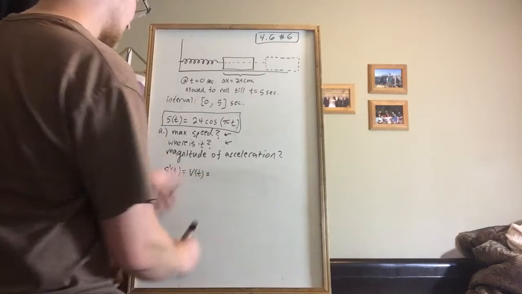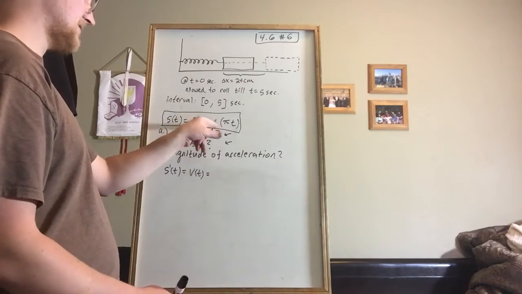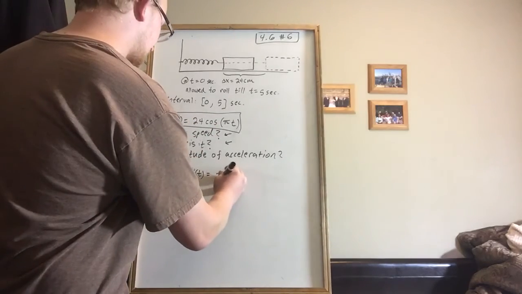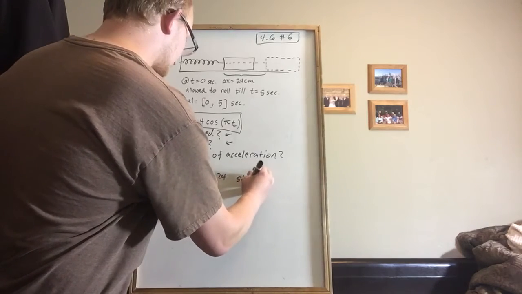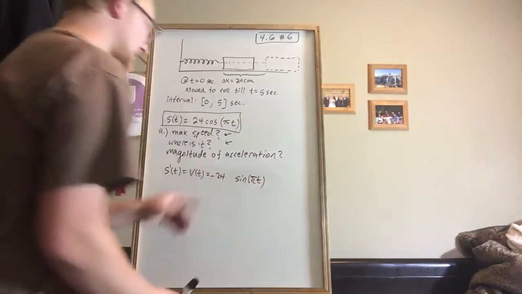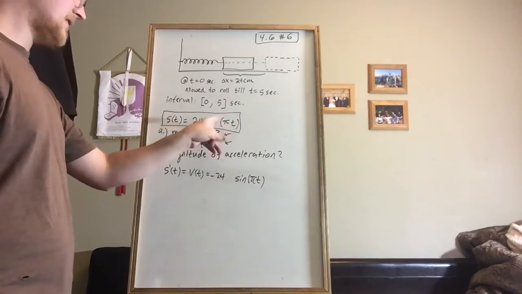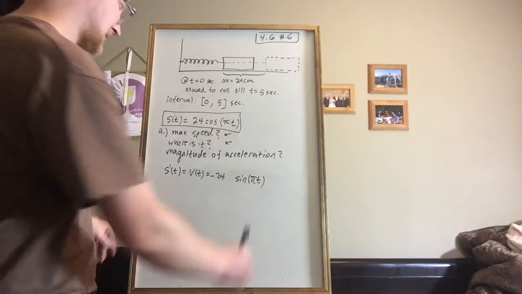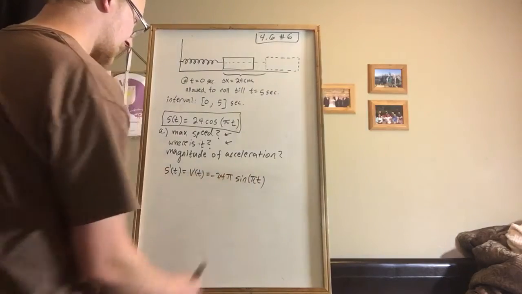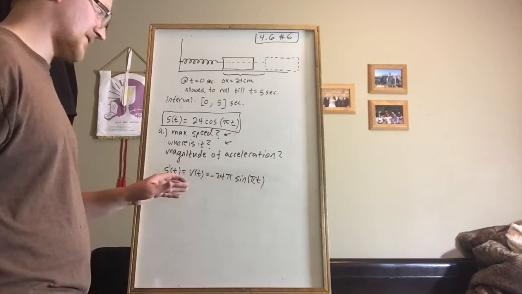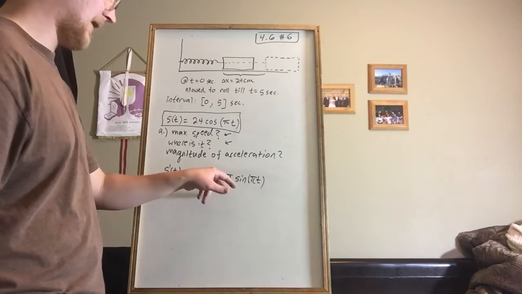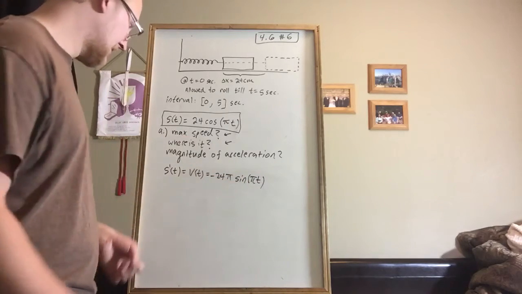And so we'll take the derivative of this. The derivative of cosine is negative sine, so we have negative 24 sine of pi t. The chain rule, we have to take the derivative of the inner function. Derivative of pi t with respect to t is pi. So there's our first equation. Velocity as a function of t is negative 24 pi times sine of pi t.